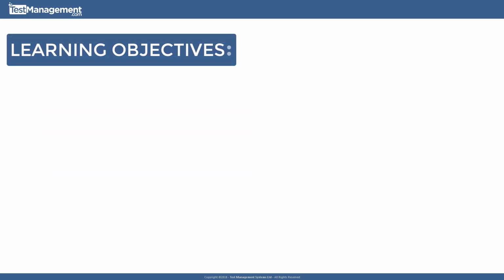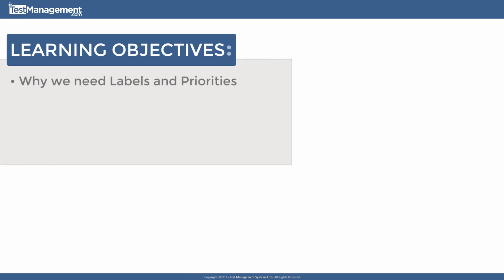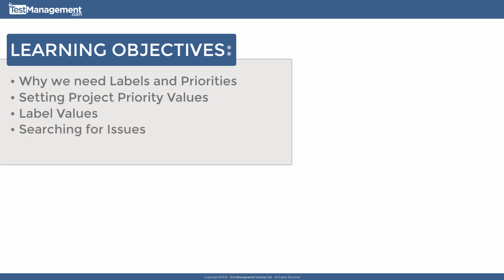Learning objectives for this module include looking at why we need labels and priorities, how we go about configuring the values we require for our priorities within a project, how we define different label values for issues, and then how we look at using labels and priorities to search for specific issues that have those properties associated with them. And finally, we'll look at bulk changes and how we can bulk update groups of Jira issues all in one go.